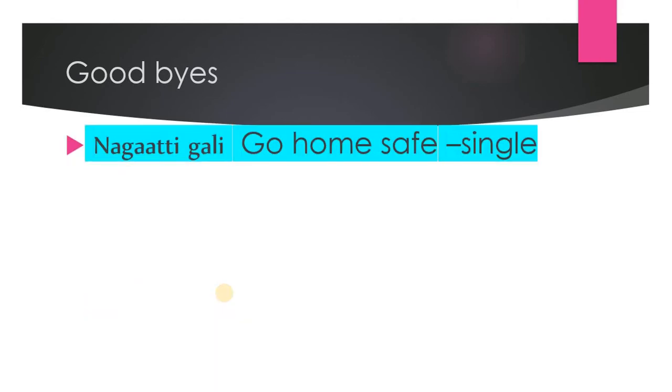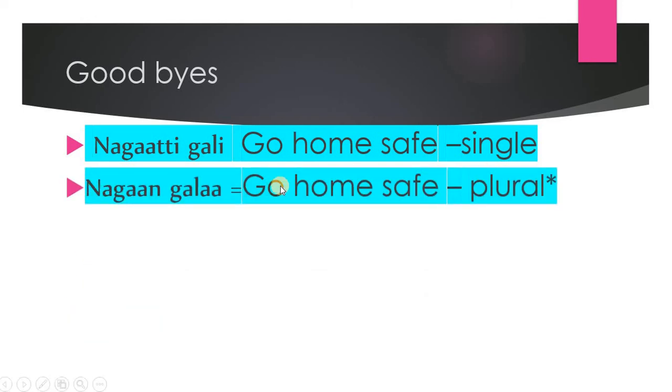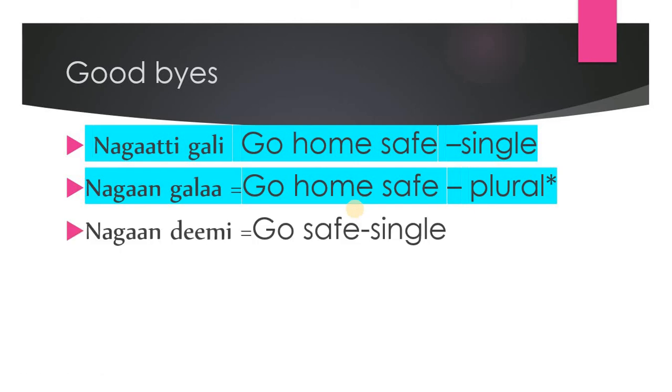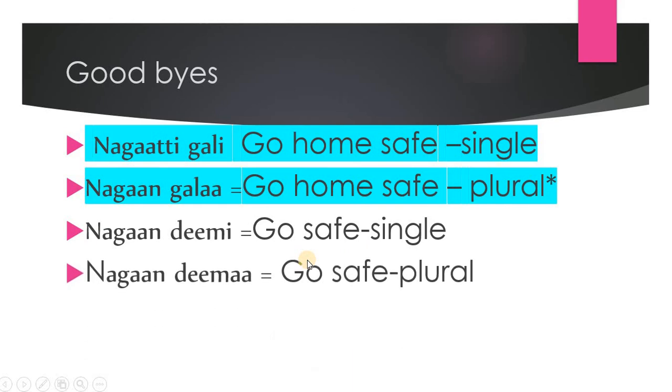So you can also say nagaatti gali. We already saw some, but for whom do we say nagaatti gali? This is for a single person. Nagaan gala, this is for plural and also for a respectful person. Nagaan deemi is the same as for a single person. Go safe. Nagaan deema, now it's plural and also for a respectful person.